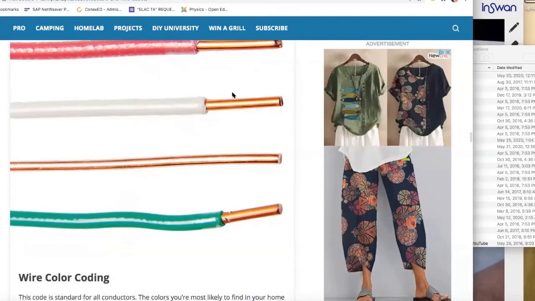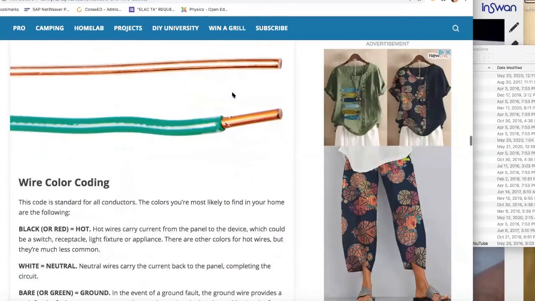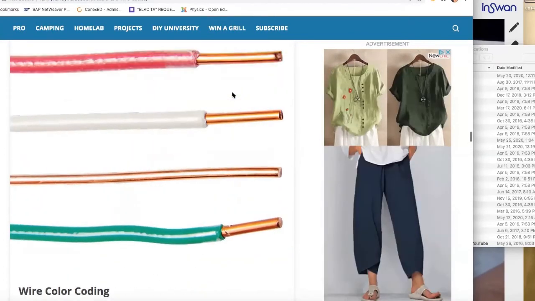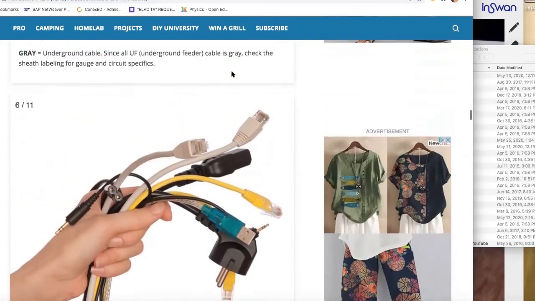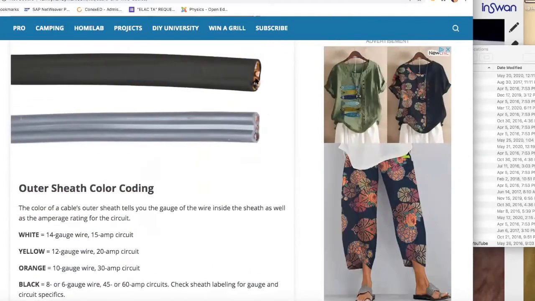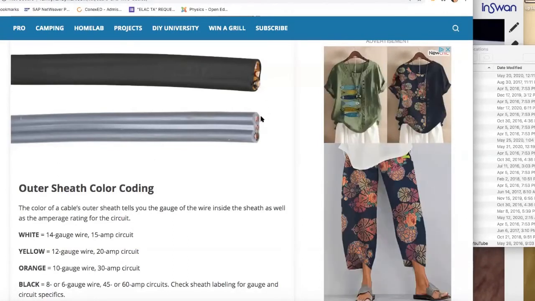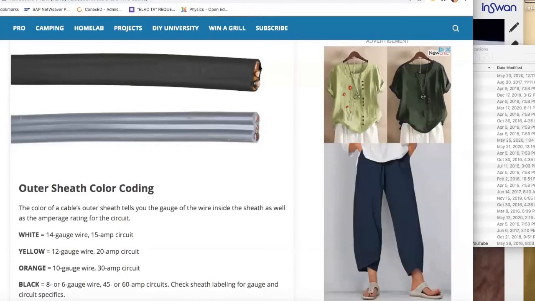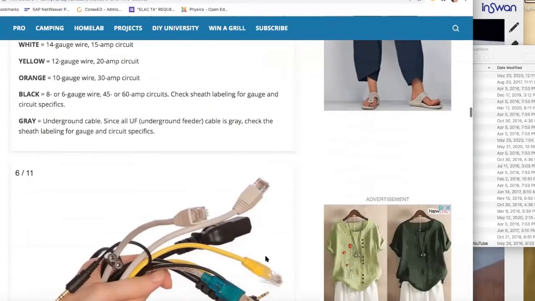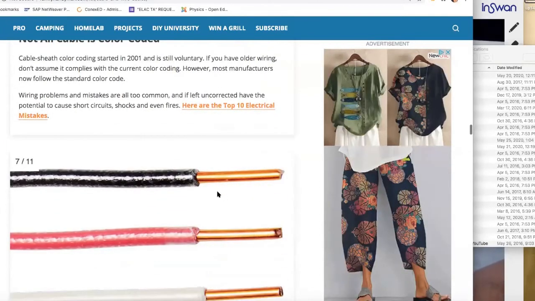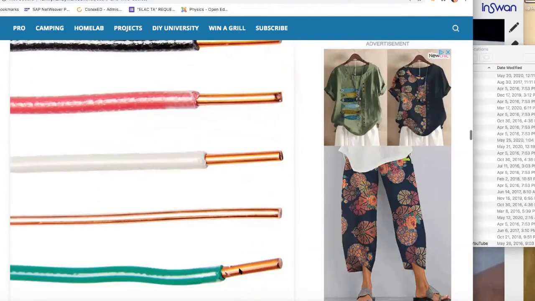What is this? Wire color coding. This code is standard for all conductors. Black. Oh, I see. Oh, what they mean is not the outer sheath. So you see here what's happening? This one here is the outer sheath, but actually each of these wires also has a coding. So when you break the outer sheath, these individual wires have an outer coding, and what they're giving you here is the code for each particular wire. Black, red, and white, no coding, and green.